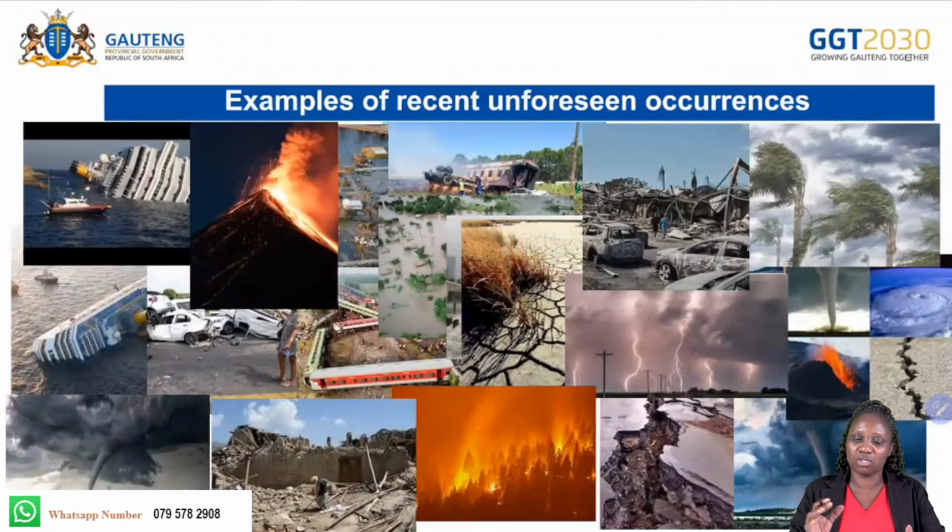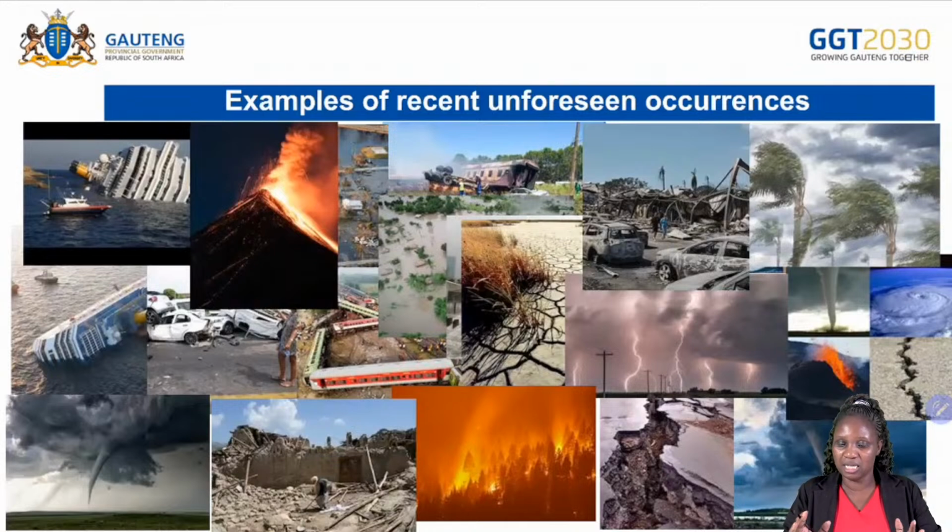And then let's look at the examples of these recent unforeseen occurrences. Let's look at the pictures. We've got a cruise liner sinking there. It is an unforeseen occurrence. We've got the fires, so we've got the wildfires. We've got the fires here. We've got the train accidents. We've got quite a number of unforeseen occurrences.